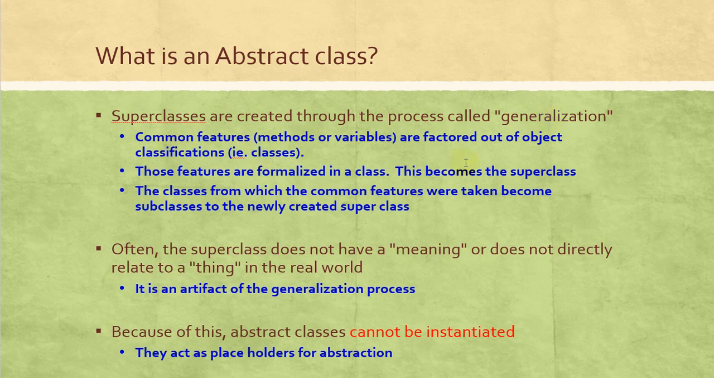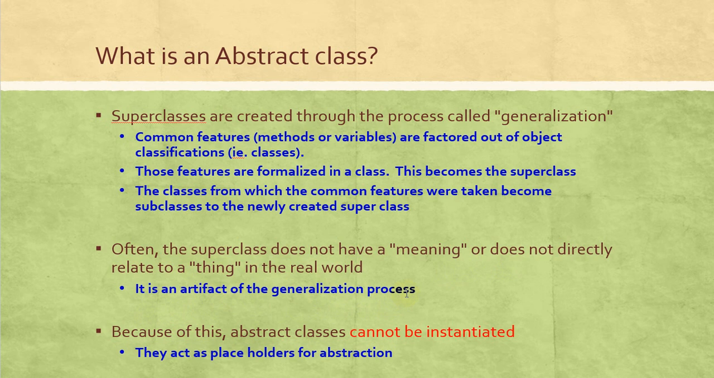So the common features are factored out of the object classification. Those features are formalized in a class. This becomes a superclass. The classes for which the common features were taken become subclasses to the newly created class. The only thing is that whatever you have declared should be redeclared in the child class as well, right? The same methods with the same signature as well. Often the superclass does not have a meaning or does not directly relate to a thing in the real world. It is an artifact of the generalization process.